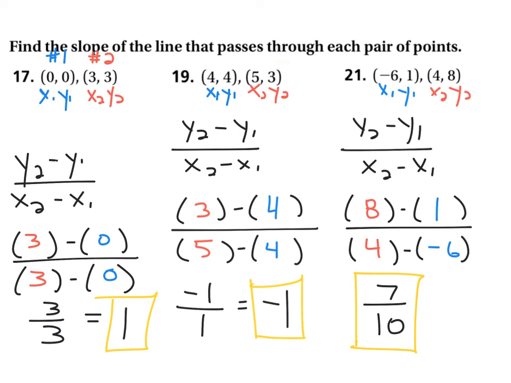And so we've got, for number 17, a slope of 1. For number 19, we've got a slope of negative 1. And for number 21, we've got a slope of 7/10. And we're done.